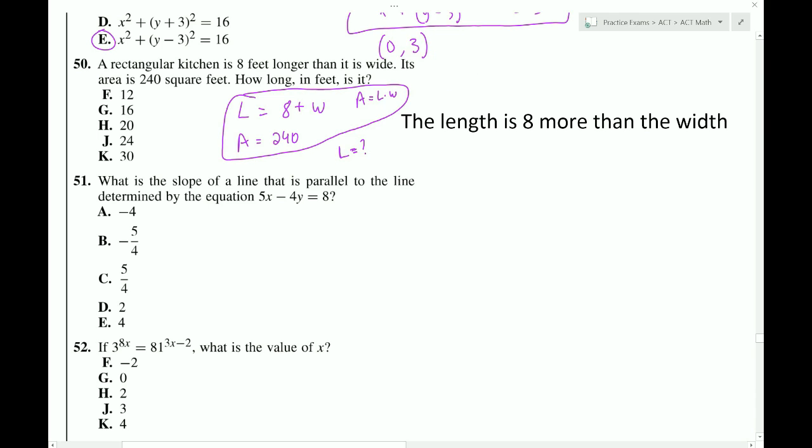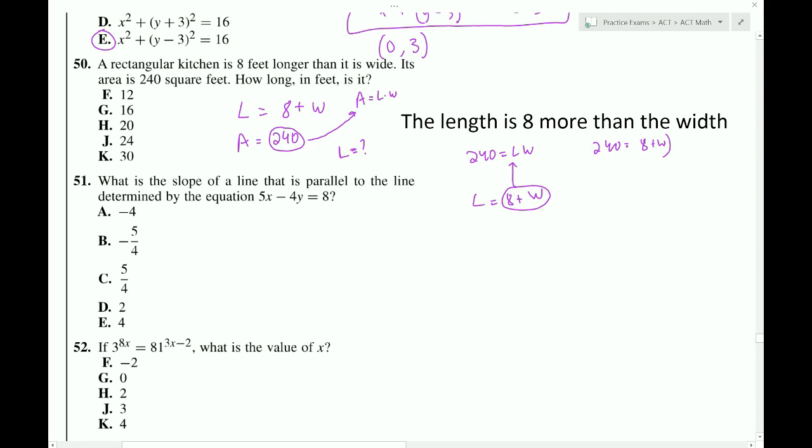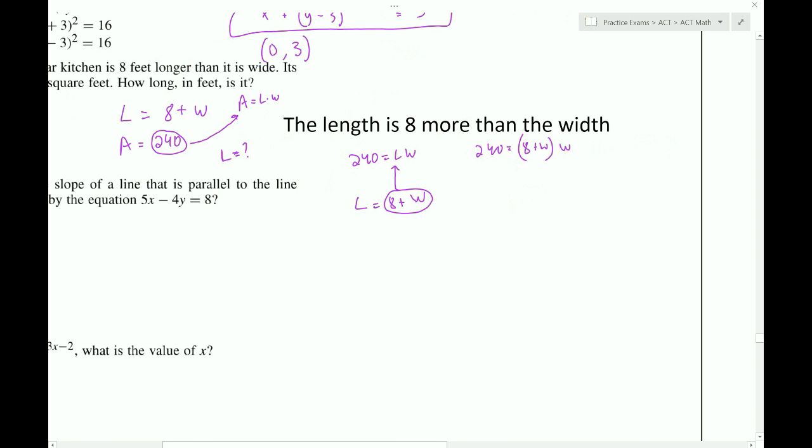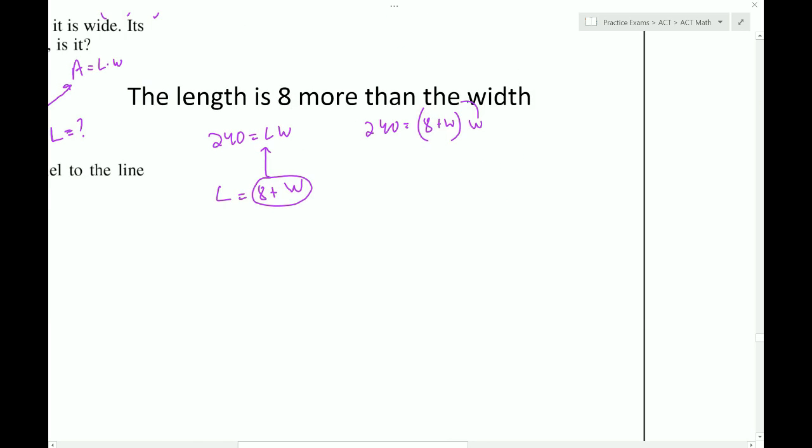How? Well, we use the idea of substitution, right? So the first substitution will come here. When I take 240 and plug it in for A, I get 240 equals LW. And then I have L equals 8 plus W. So I can plug this in for L here. So 240 equals (8 plus W) times W. Whenever we plug in, we use parentheses. And then we distribute this W. All right, so we get 8W plus W squared.